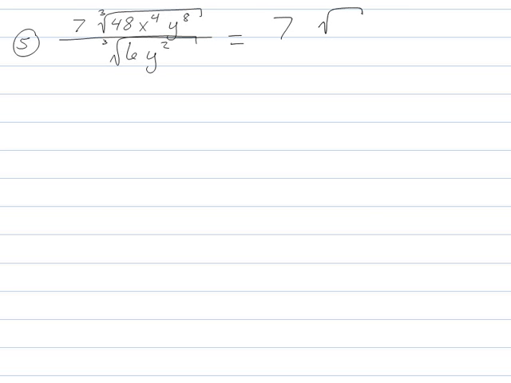The 7's out front, and I have no idea why. Arbitrary 7. Cube root of 48. Cube root of x to the 4th. Cube root of x to the 8th. I don't know who sits around making up these problems. Oh, yes, I do. It's me. Cube root of 6. Cube root of y squared.